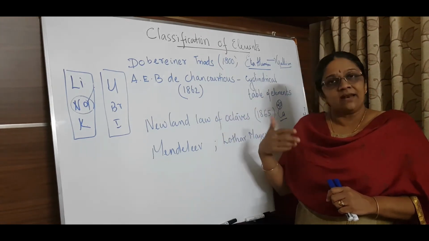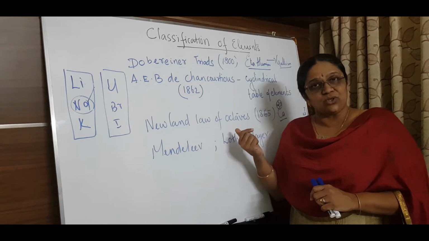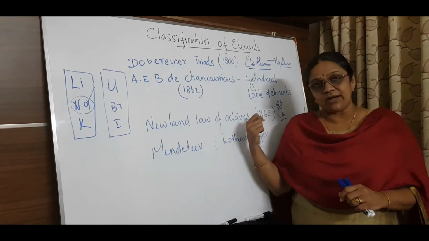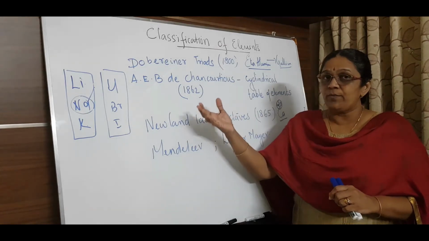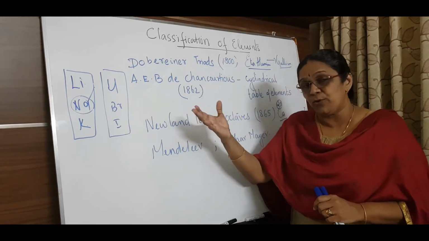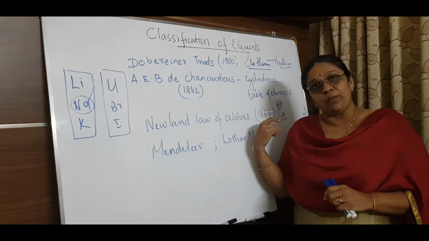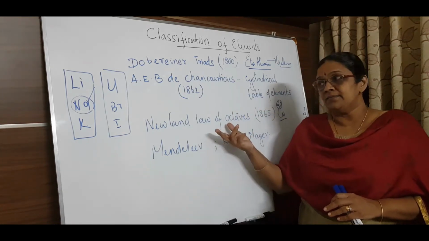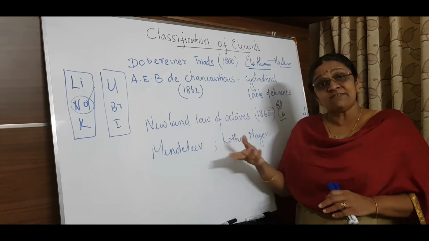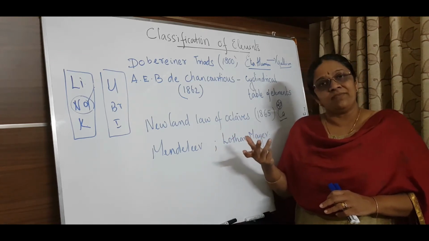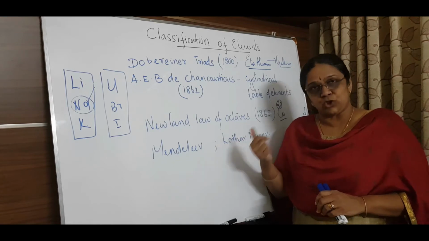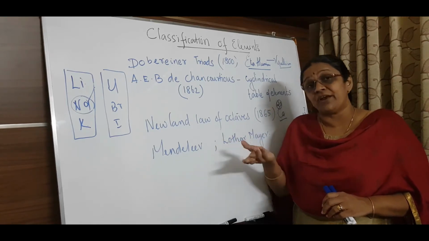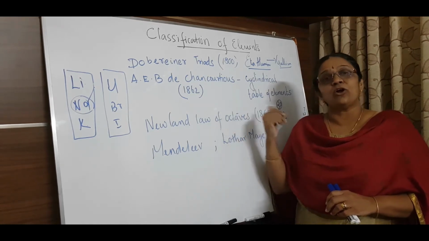Then there are merits as well as demerits for Mendeleev, because he could not fix the position of hydrogen in the periodic table. Hydrogen can be put in the first group as well as in the 17th group, depending on the properties. Then he could not give a position to the isotopes, because isotopes have the same atomic number but different atomic weight. So it could not be explained.